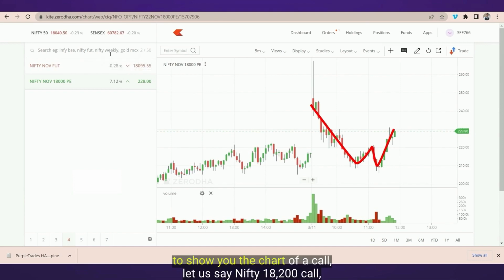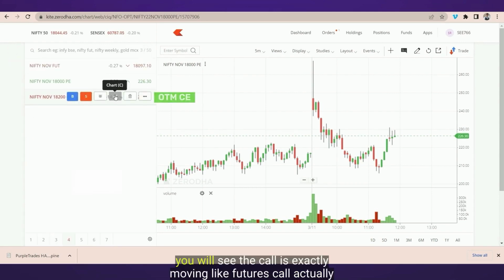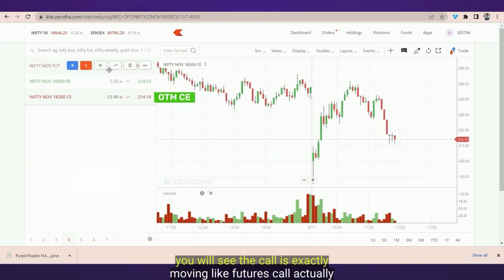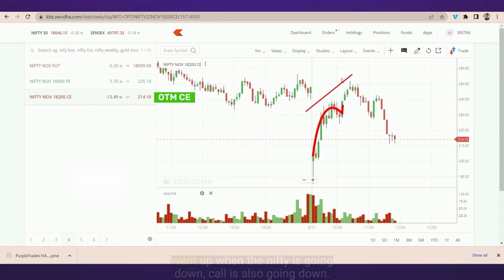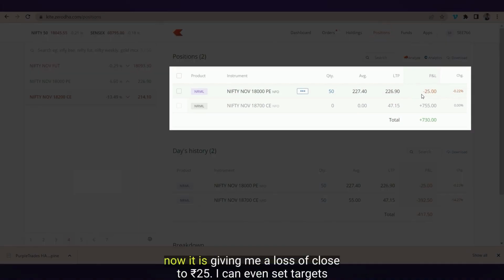Similarly, if I show you the chart of a call, let us say the Nifty 18,200 call, you will see the call is moving exactly like futures. When Nifty is going down, the call is also going down. So as per your analysis, you can place a buy or a sell trade in either a call or a put. I've just taken one put here, and right now it is showing a loss of close to 25 rupees. I can even set targets and stop loss for this, exactly like you set targets and stop loss for equities or futures.